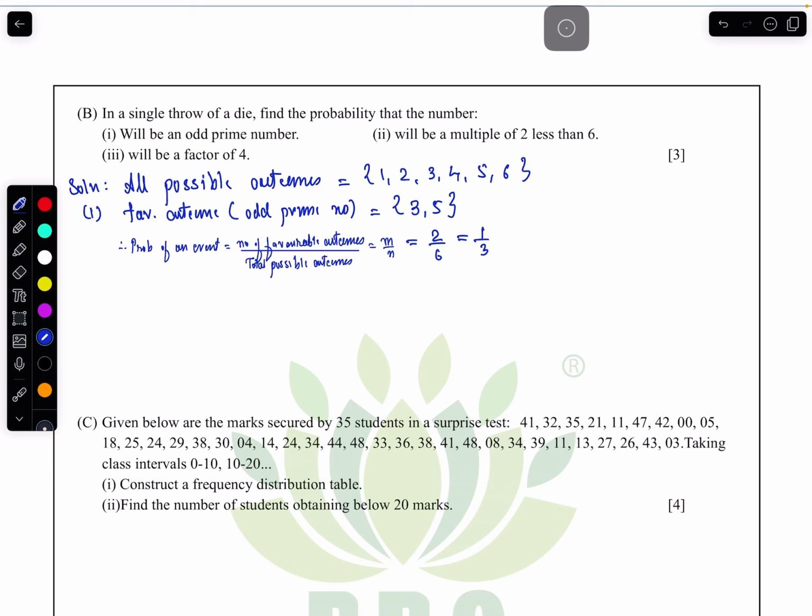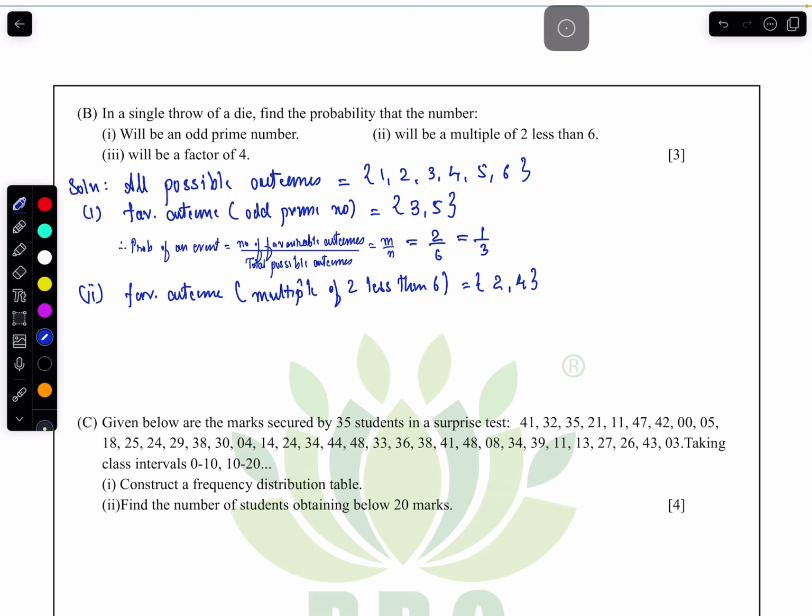Then we move on to the second part. Second part, it says will be a multiple of 2 less than 6. So our favorable outcome, which is not a number, it is a multiple. So multiple of 2 less than 6, in the set theory format. So multiple of 2, we want multiple of 2 less than 6. So we'll get 2, we'll get 4, and we have to stop there.